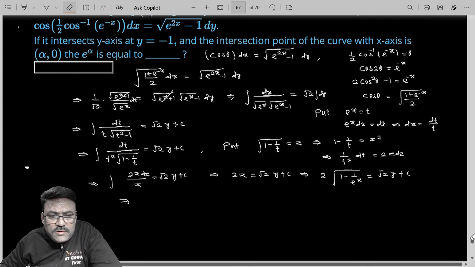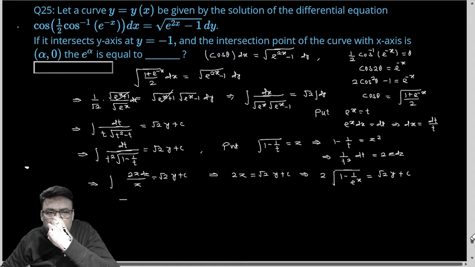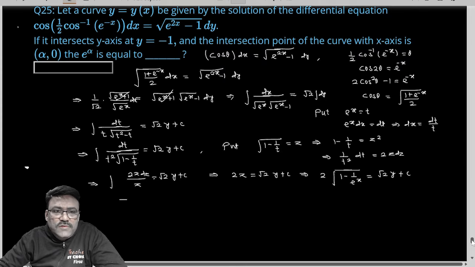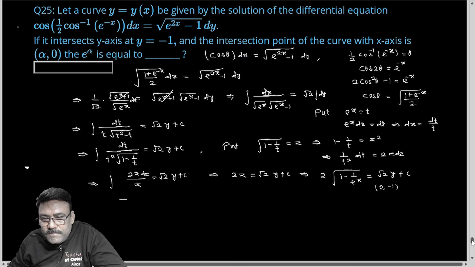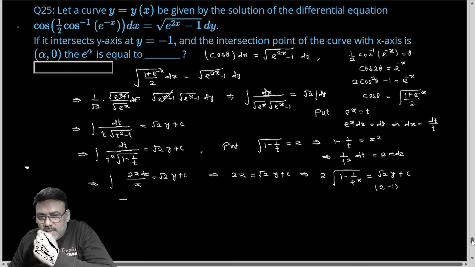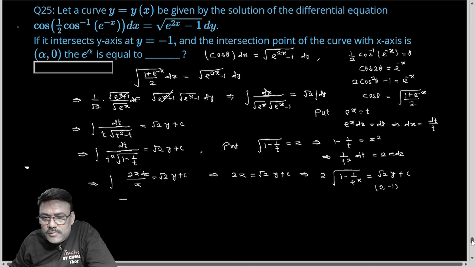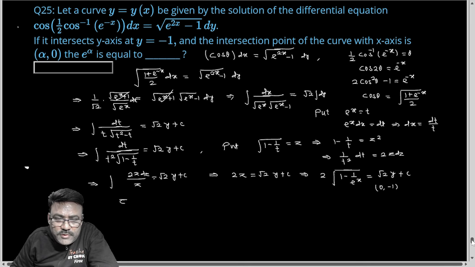Now they are saying that if this curve is passing through the point 0 comma minus 1, then 0 comma minus 1 must satisfy it. If x is 0, then y is minus 1. Put x equal to 0, the left hand side becomes 0, and y is minus 1, so 0 equals minus root 2 plus c. So c is root 2.